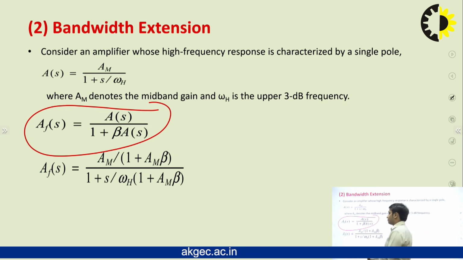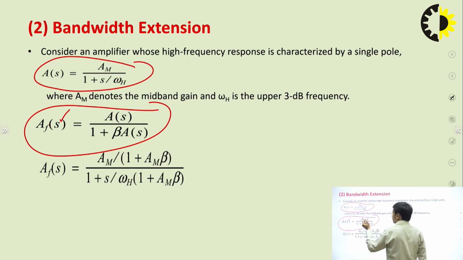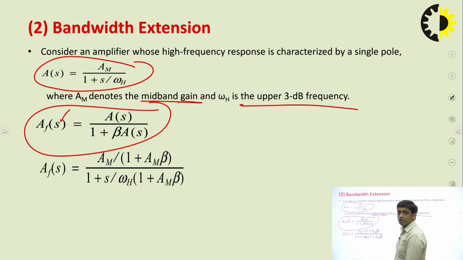Here we have written AF of S, that is AF as a function of S equal to j omega. Since we are using the word bandwidth, and bandwidth is a range of frequency, we are using frequency here. So we are writing A as a function of S, AF as a function of S. This is the basic equation which we have already derived for the negative feedback system. And already you have derived for the common source amplifier the gain, that is AM upon 1 plus S by omega H, where AM is the midband gain and omega H is the upper 3 dB frequency. So let's say this upper equation is equation number 1, and this is equation number 2.